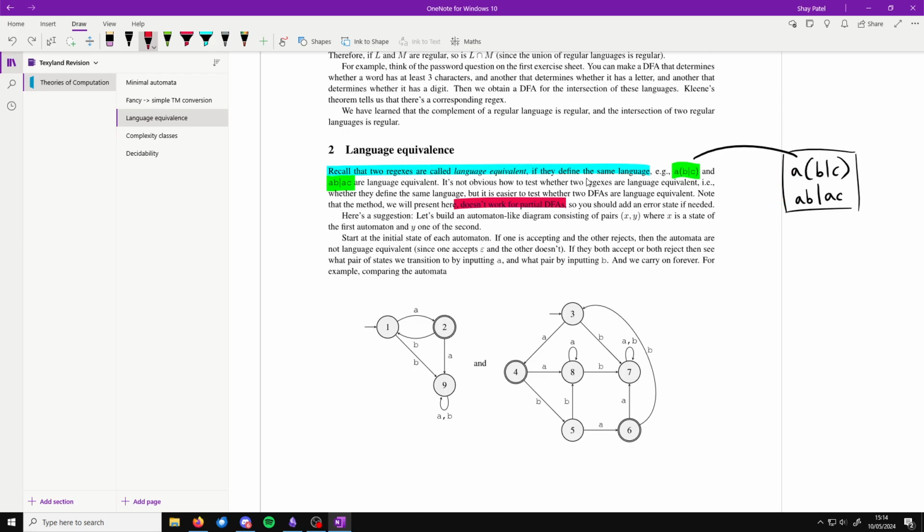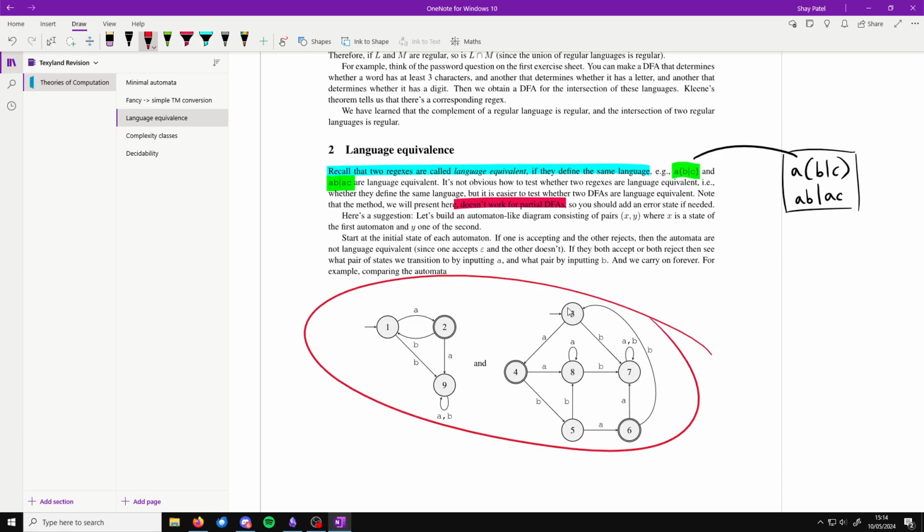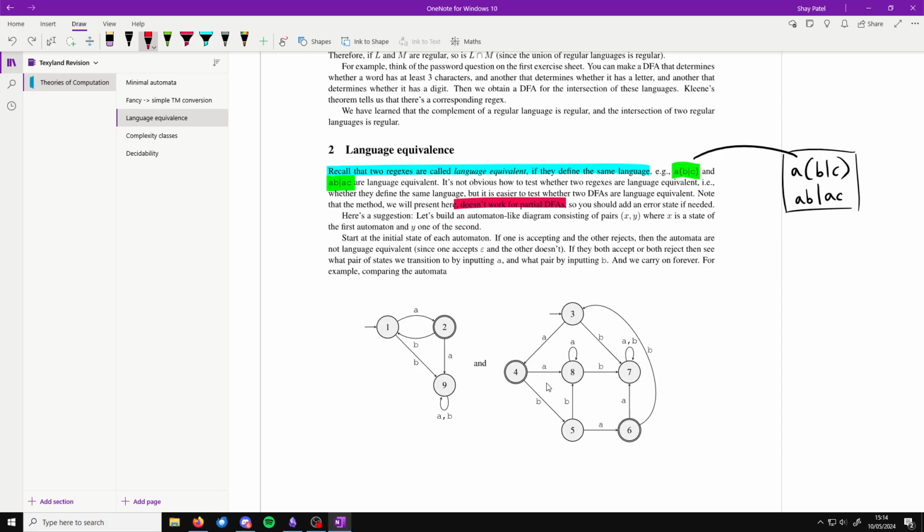Okay, it's not obvious how we can test whether two regular expressions are language equivalent, but we can easily test whether two deterministic finite automata are language equivalent. So if we have two DFAs, we can check if they're equivalent quite nicely. One thing to note, this does not work for partial DFAs. So if you have a partial DFA, just define a hell state and any undefined transition should lead to that. But if we have two total DFAs, then we can check if they're language equivalent.